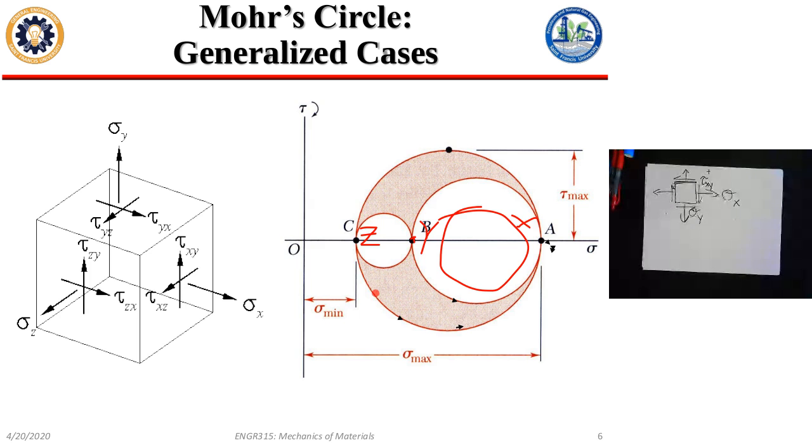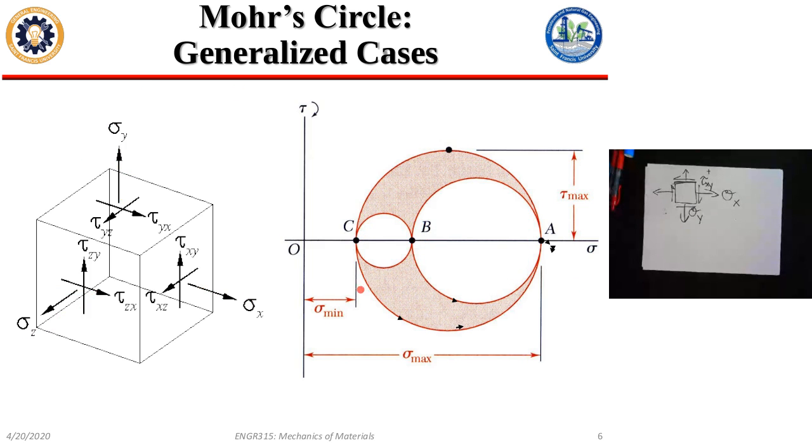So each circle is kind of turning the cube and looking at it from a different face. So one, I'm looking at it from, say, this direction. So I see sigma y going up, and I see x going this way. Okay, I draw the first circle.